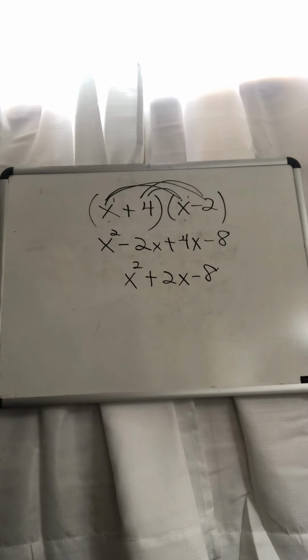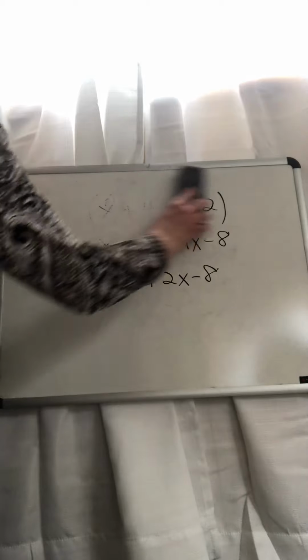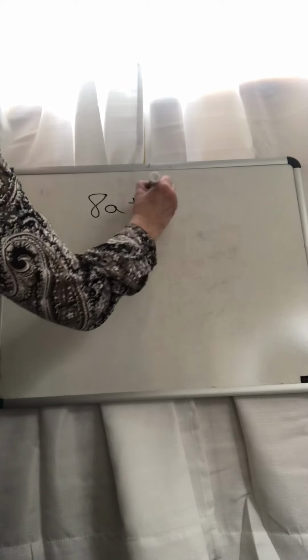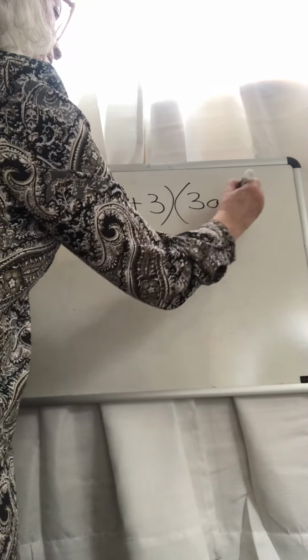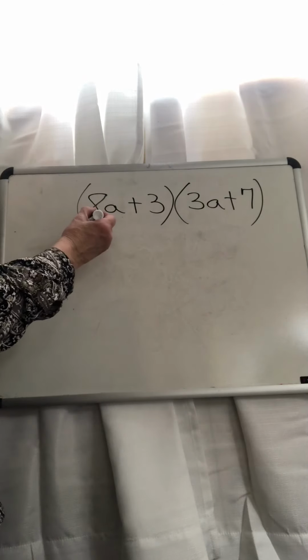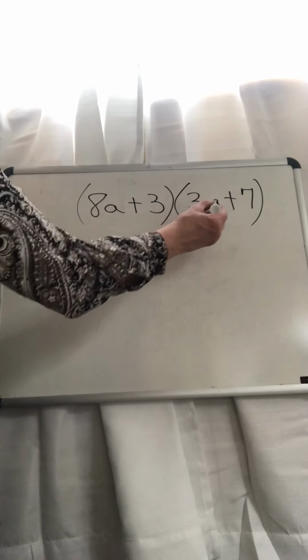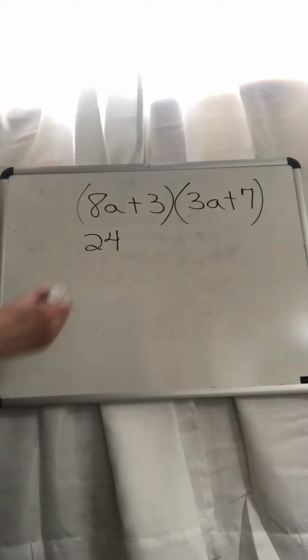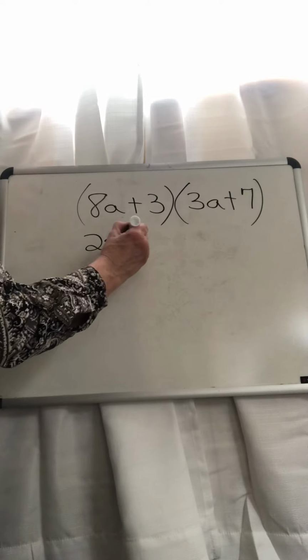Okay, so let's look at the second example. So our second example is 8a plus 3, got a parenthesis, and then 3a plus 7. Okay, so we will begin by multiplying the 8a times the 3a. So 8 times 3 is 24. A times a is a squared.